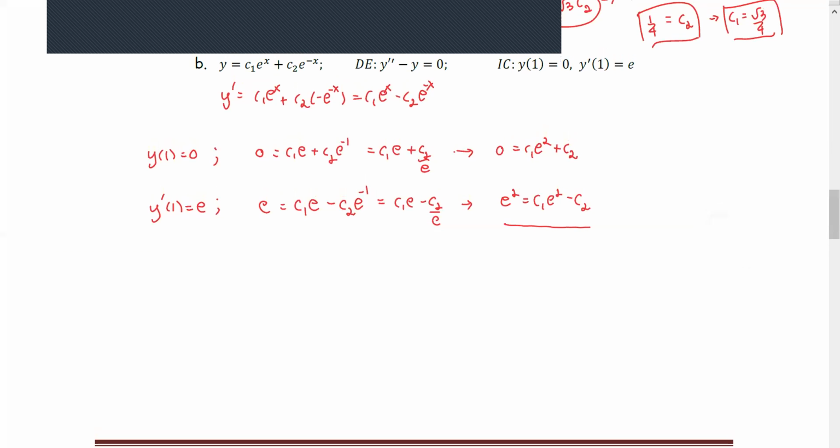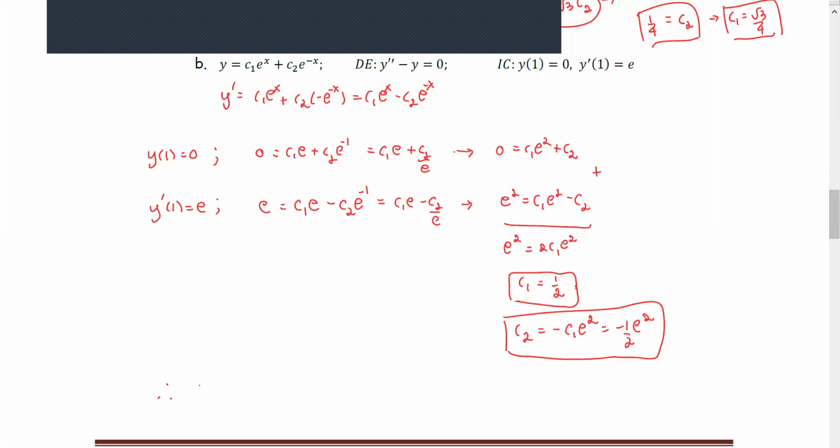To solve these two equations, let's add them together. We should get e to the second equals 2 C1 e to the second, or C1 equals 1 over 2. As C1 equals 1 over 2, C2 equals negative C1 e to the second, or negative 1 half e to the second for the value of C2.